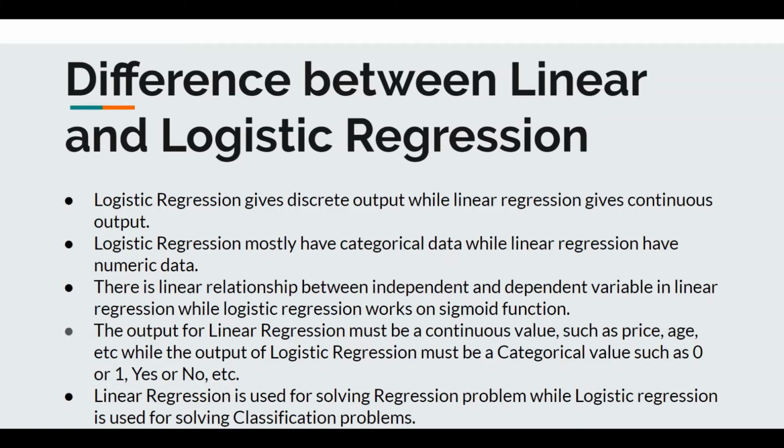The output of linear regression must be a continuous value, such as a price of 64,000 or 32,000, or an age of 32 or 64. The output of logistic regression must be a categorical value such as 0, 1, yes, no, true, false. Linear regression is used for solving regression problems, while logistic regression is used for solving classification problems. So this is the concept of linear and logistic regression. I think you got some theoretical knowledge of what logistic regression and linear regression do.